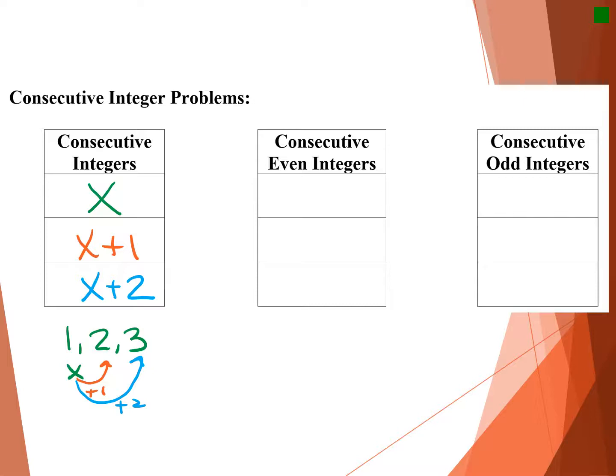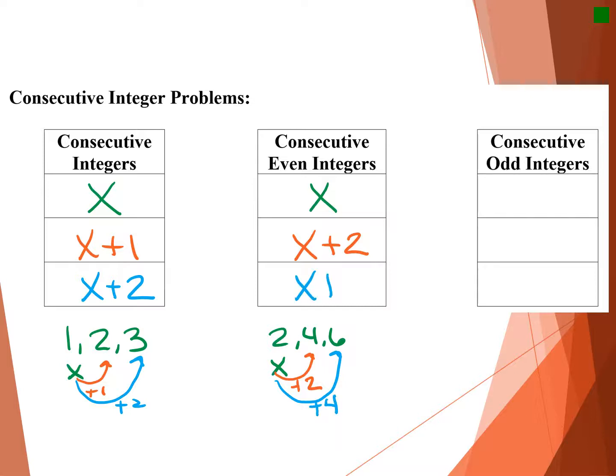Consecutive even integers start with X, but remember they're like 2, 4, 6. So this is my X. How do I get from the 2 to go to 4? Mathematically, I add 2. So my next one is X plus 2. Always got to start from X again, remember. So how do I go from X to get to 6? I added 4. So it's X plus 4. Remember, the reason is we aren't going to the very next number. We're going to 2 numbers after.